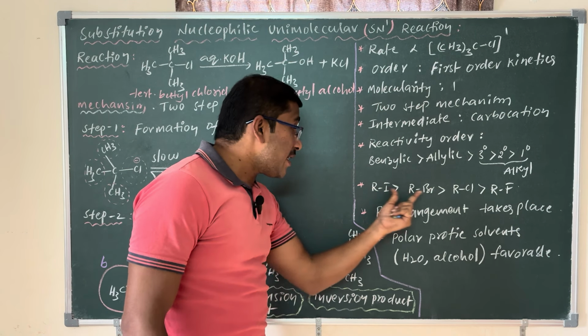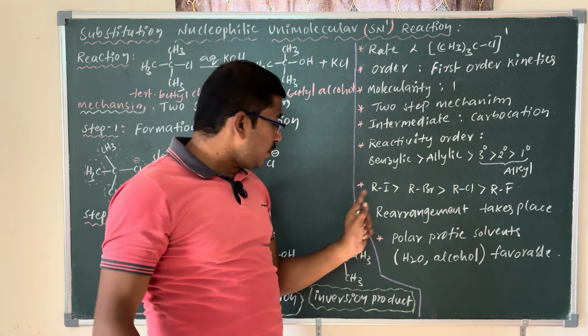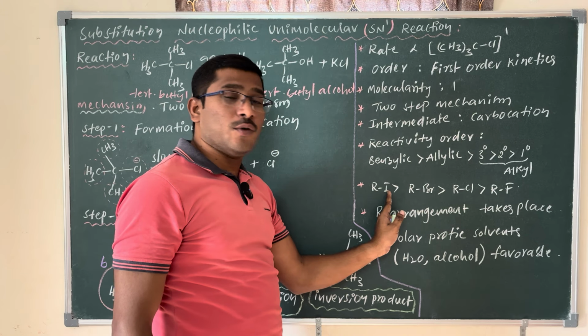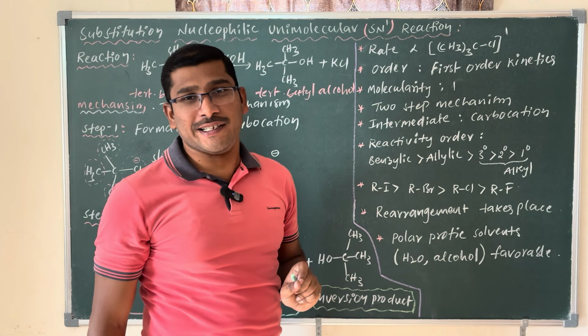Okay. The same order is there in the case of SN2 also. In SN1 and SN2, this step is common. Iodides are more reactive than bromides. Next chlorides. Least reactivity is fluorides.